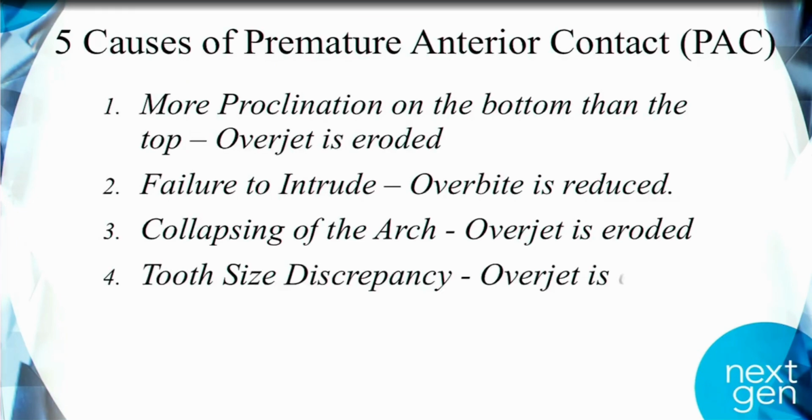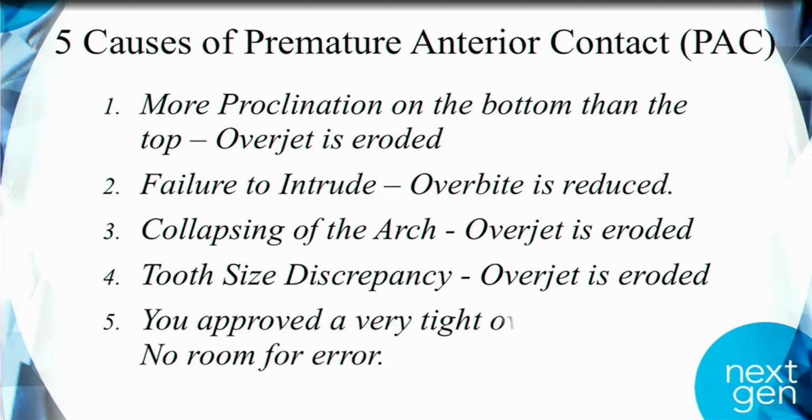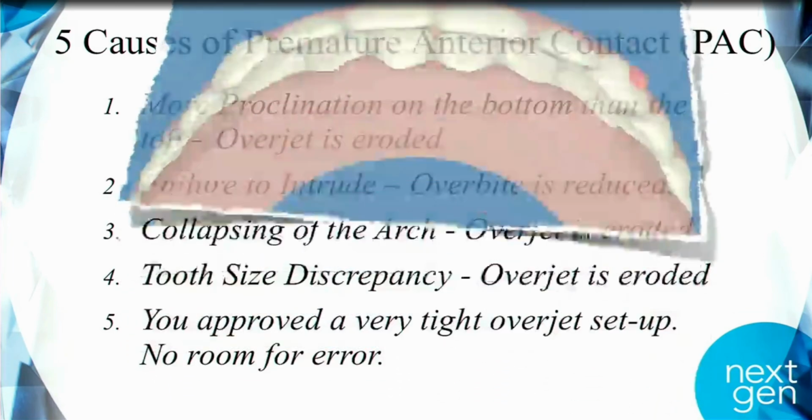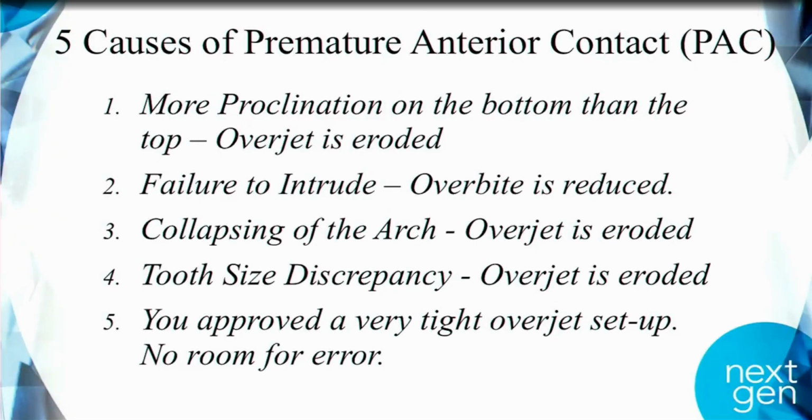Second last one, tooth size discrepancy. You have small laterals. The technician's going to close the arch. He's going to shrink that arch down to close those spaces. You could have done a whole lot better if you'd put veneers in there and opened them up instead of closed them. And last, you approved a very tight overjet setup. No room for error. Look how tight that is.